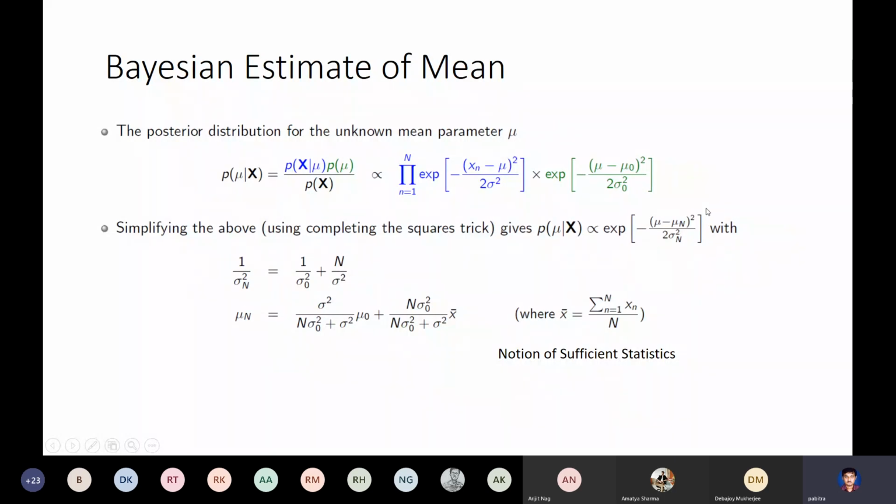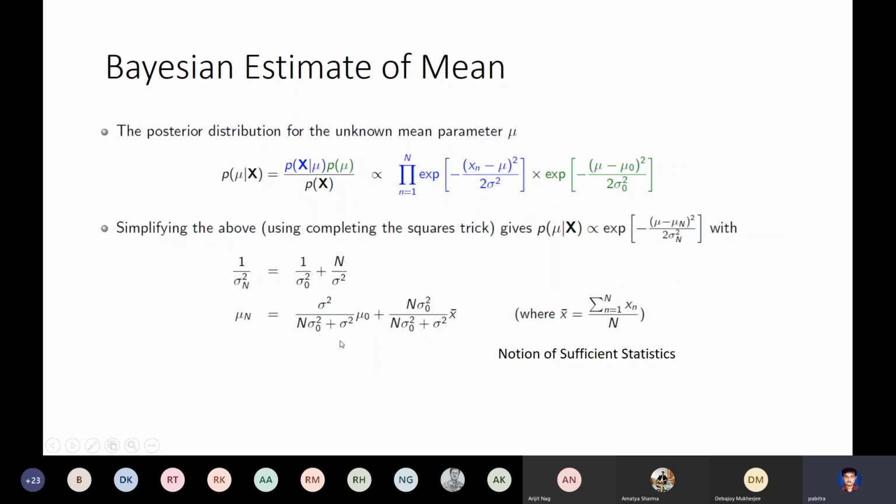As it turns out, if we do the algebra, I'm not doing it here, the new sigma n is a harmonic mean of the prior sigma, which is sigma naught, and sigma square of the data. Sigma square is the given variance of the original Gaussian, with fixed mean, divided by the number of observations. This is the harmonic mean of these two. And mu n is a weighted combination of the original mu naught of the prior and the mean value of the observations, which we call x bar.